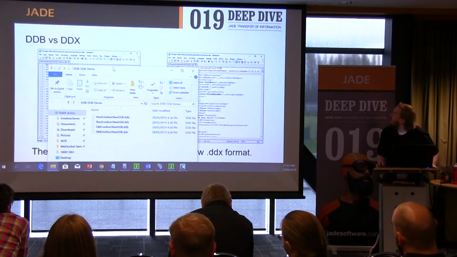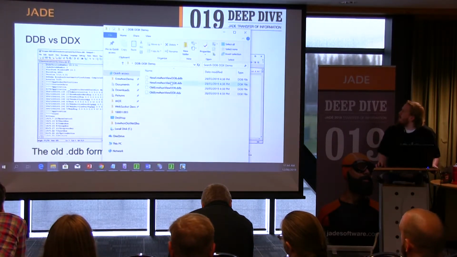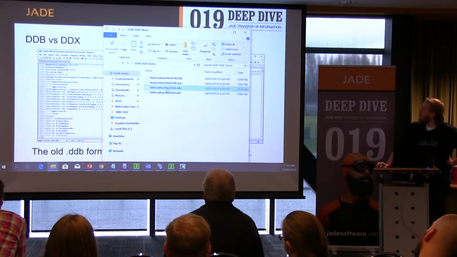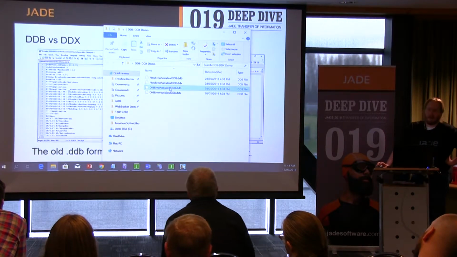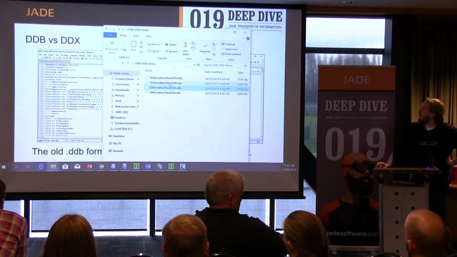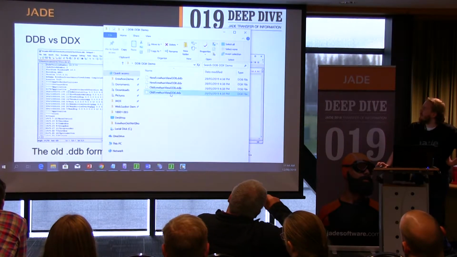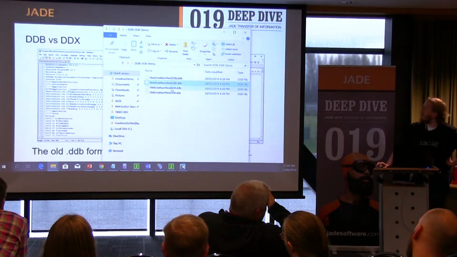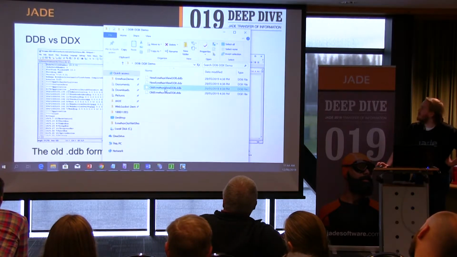What I've got here is a couple of DDB files and a couple of DDX files. This is just an EM1 view. I made some arbitrary change, and before I made the change, I extracted a DDB and a DDX. So this is essentially the same extract in two formats. And then this is after the small change, a DDB and a DDX. So what we're going to do is look at this through a diff tool.